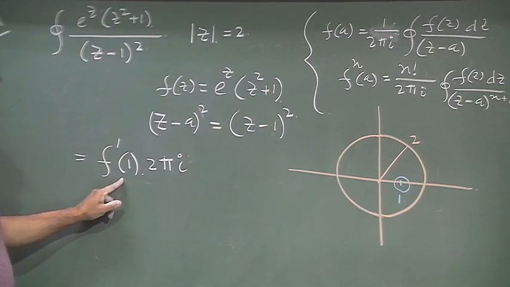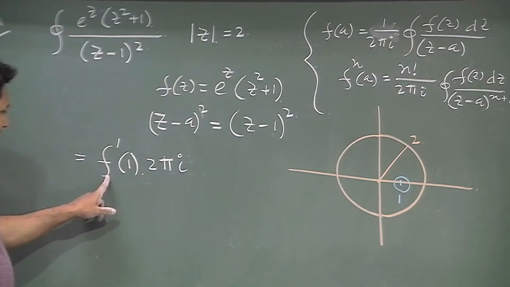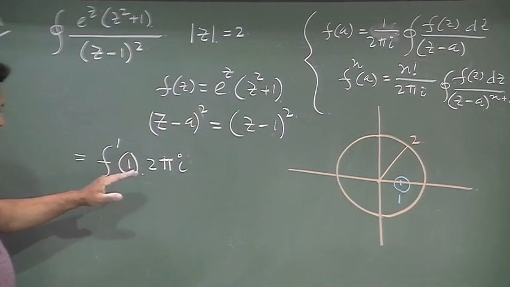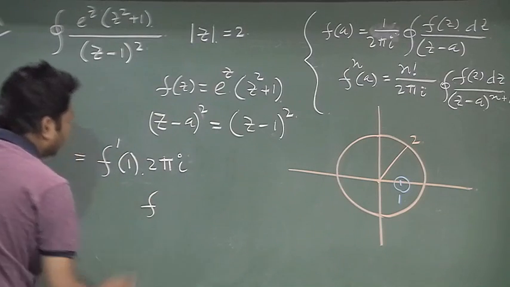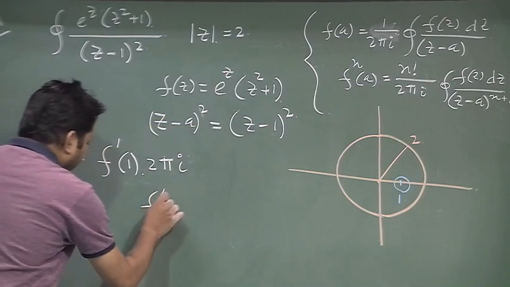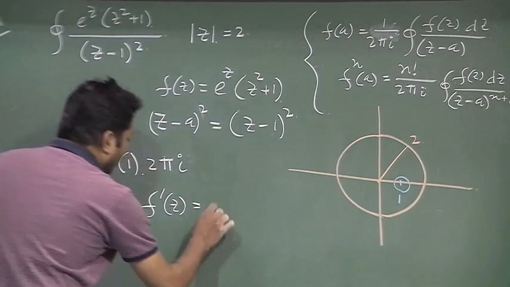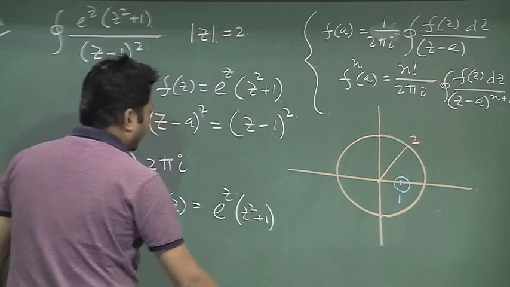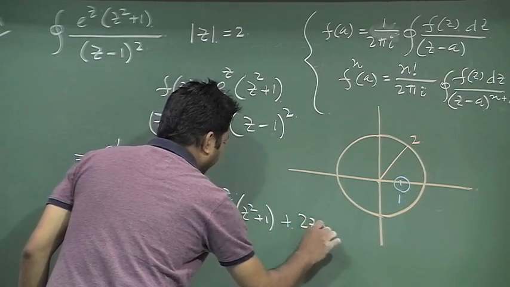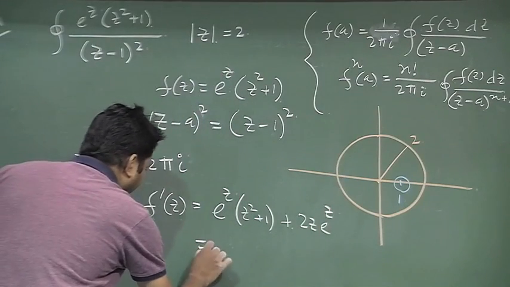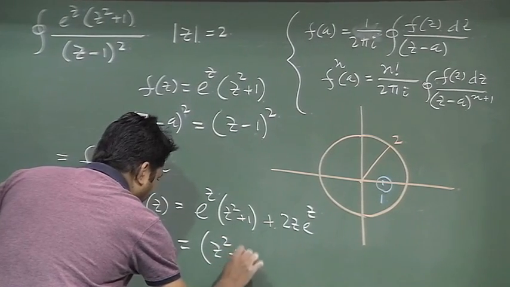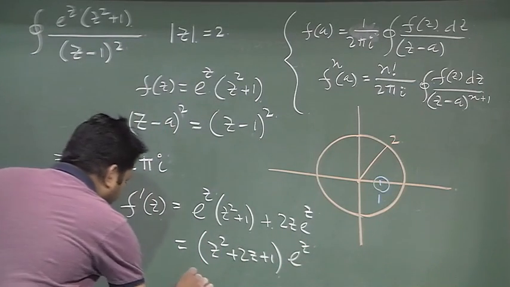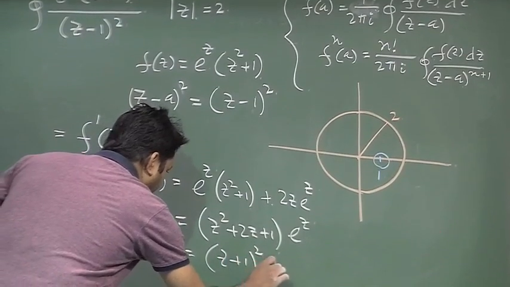In order to evaluate, what do I need to find out? The first derivative of this function at 1. So, what is the value? Function f(z) is already read as e to the power z times (z squared plus 1). So, f prime of z is e to the power z times (z squared plus 1) plus 2z e to the power z. If I take e to the power z common, then (z squared plus 2z plus 1) e to the power z, or (z plus 1) whole squared e to the power z.